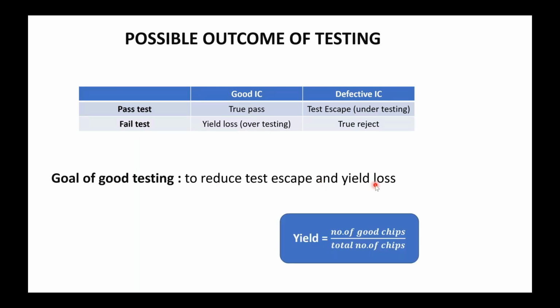Yield is nothing but, out of the total number of chips manufactured, what percentage of chips are good. That is, the number of good chips divided by the total number of manufactured chips.